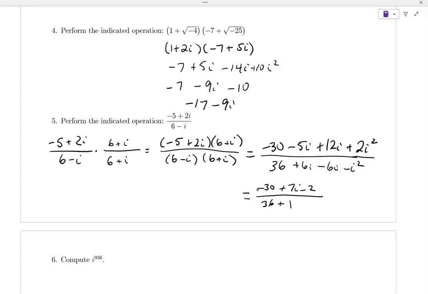On bottom, when you do this for division, when you simplify this stuff, you should be adding two numbers together every time. There should never be a subtraction down here, and there should never be an i down here. There should always be adding two things together every single time. And now we're almost done. When we simplify that top, we get negative 32 plus 7i all over 37.